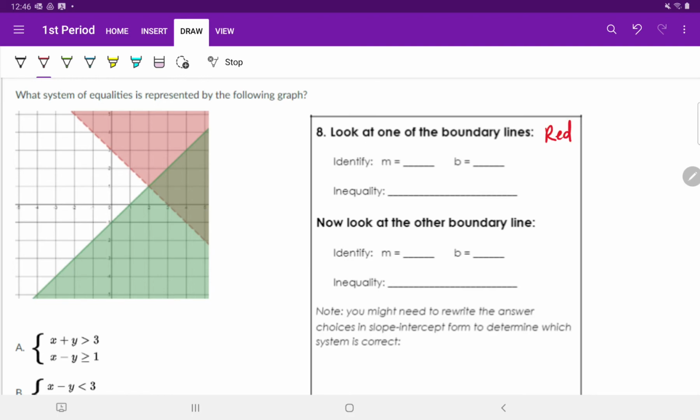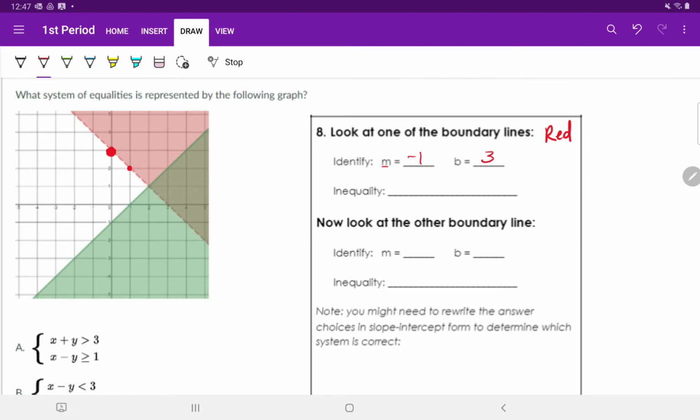So I'm going to look at the red line first. I need to identify the slope. So I'll pick 2 points. How about this one and this one? And I need to find my rise over run. Well, my rise goes down 1 and my run goes right 1. So it's -1 over 1, which simplifies. We can just write this as -1. Now my b is the point where my graph crosses the y-axis, which is this big red point right here. It crosses the y-axis at +3.